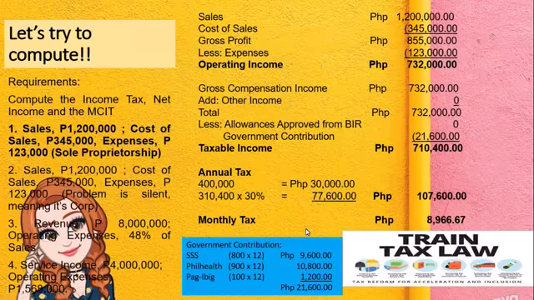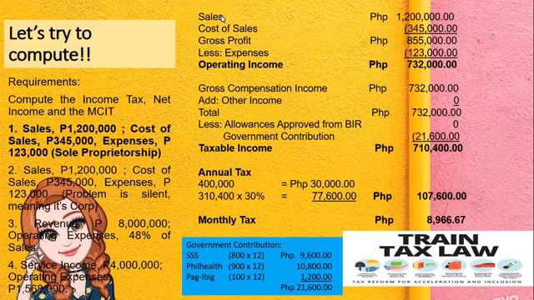So let's try to compute. We have 4 examples. Let's start with example number 1. The requirements here are to compute the income tax, the net income, and the MCIT. Sales is 1,200,000. Cost of sale is 345,000. The expenses is 123,000. The business is a sole proprietorship. So with the sole proprietorship, we're going to use the tax table.